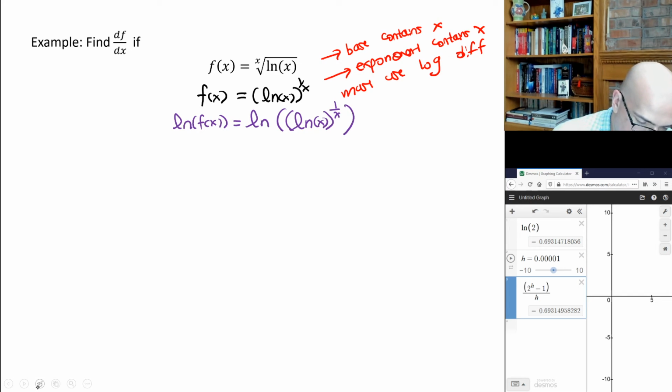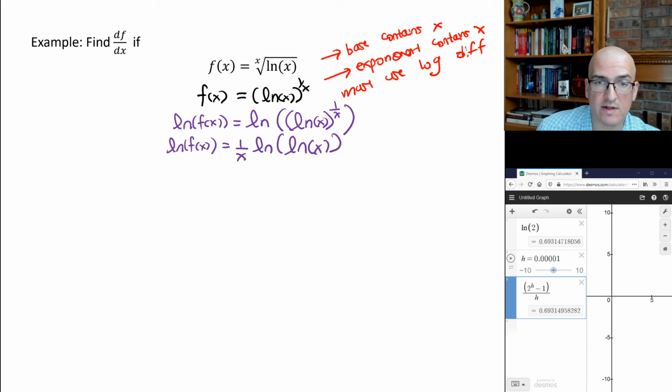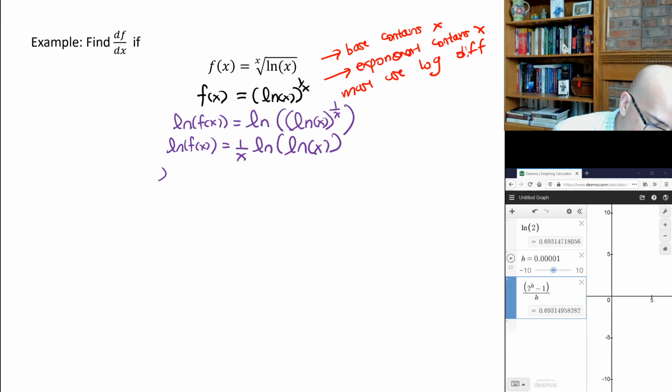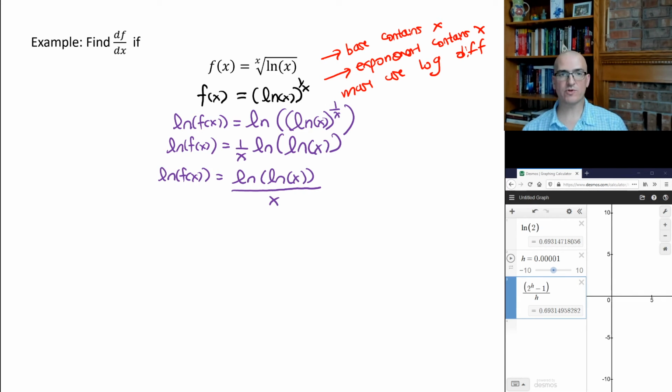Okay, so ln of f of x equals, I could bring the 1 over x down in front of all of this, 1 over x times the ln of x. Now that can be rewritten. Ln of f of x equals the ln of x all over x. Now we don't have a product rule. We have a quotient rule. We could have left it as a product rule. Maybe you'll prefer that. But I'll leave it like this.